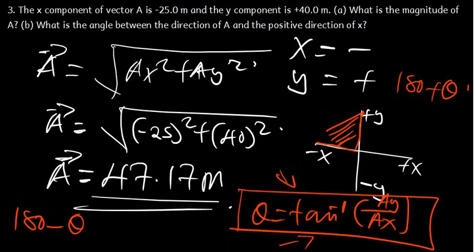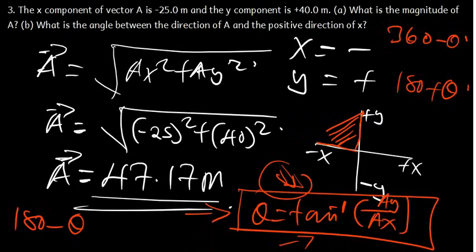Then if the angle falls in the first quadrant, meaning that the x component is positive and the y component is also positive, you get the same theta. The theta which you find using this formula is your answer. If the angle falls in the fourth quadrant, meaning that the x component is positive and the y component is negative, you plug in only positive values in this formula, then you say 360 minus the theta. As simple as that.